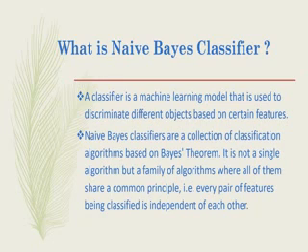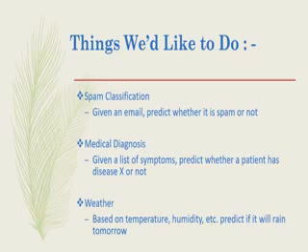Next is the Bernoulli Naive Bayes model. This is similar to multinomial Naive Bayes, but the predictors are Boolean variables. The parameters that we use to predict the class variable take only the values yes or no, true or false. For example, whether a word occurs in the text or not. In Bernoulli Naive Bayes, the Bernoulli distribution is important.